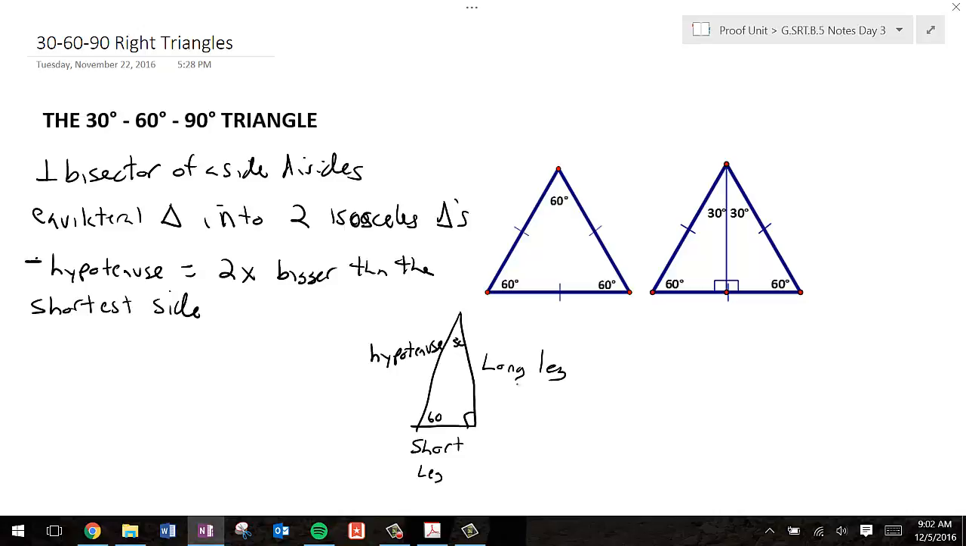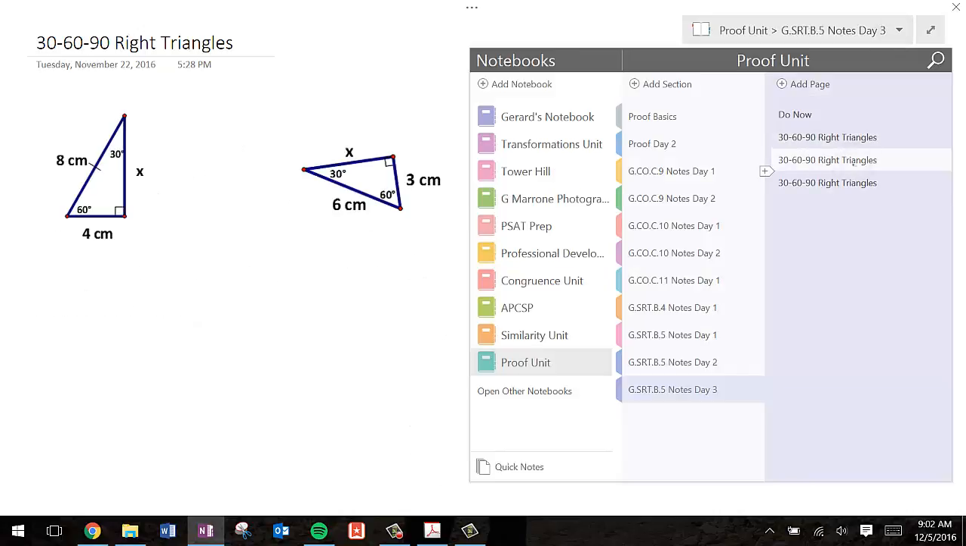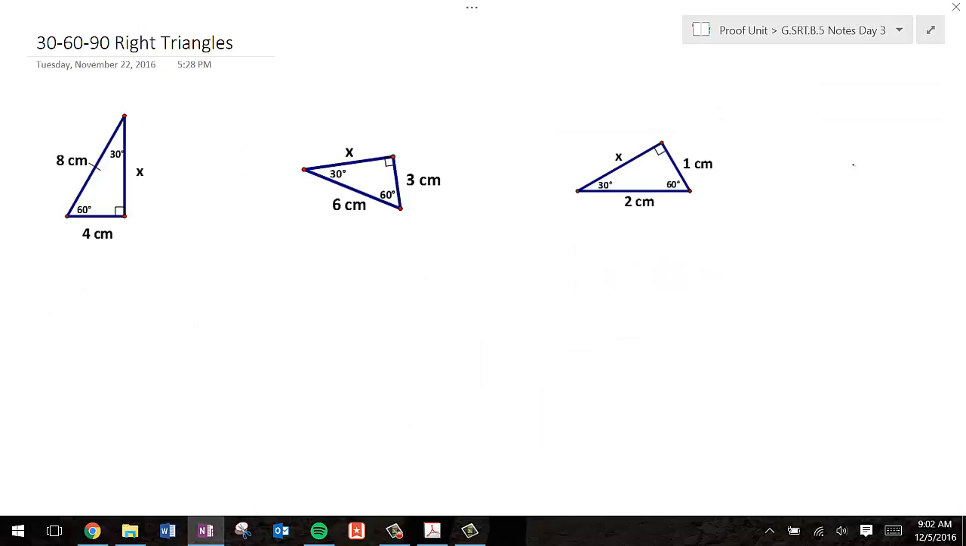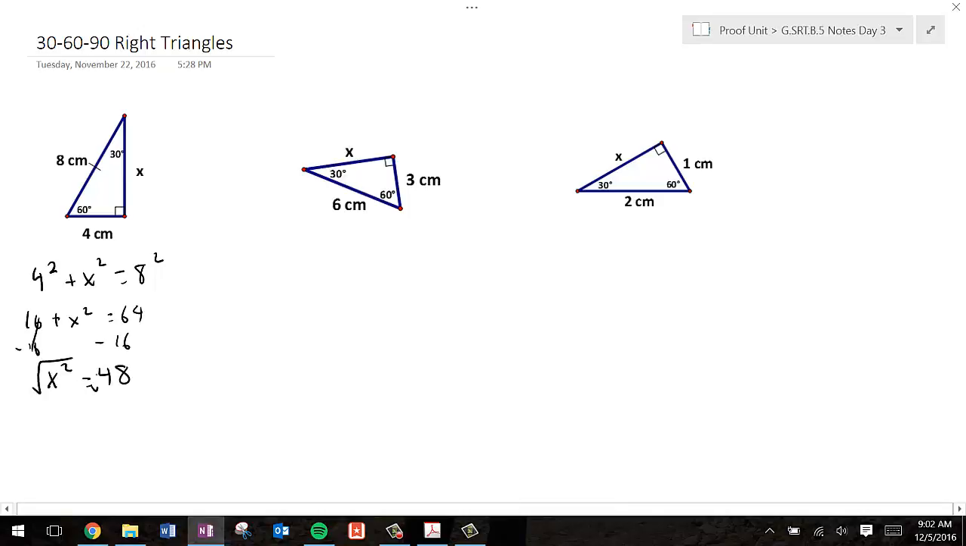And I want to take a look at what happens when we look at these right triangles using Pythagorean theorem, just like we did with the 45-45-90, and see what we notice. So with these first 3, let's just try Pythagorean theorem and see what happens. So I've got 4 squared plus x squared equals 8 squared, and I've got 16 plus x squared equals 64, and when I subtract 16, I have x squared equals 48, and when I take the square root of 48, this can be broken into square root 16 and square root 3, and that becomes a 4. So I end up with x equals 4 square root 3 here.